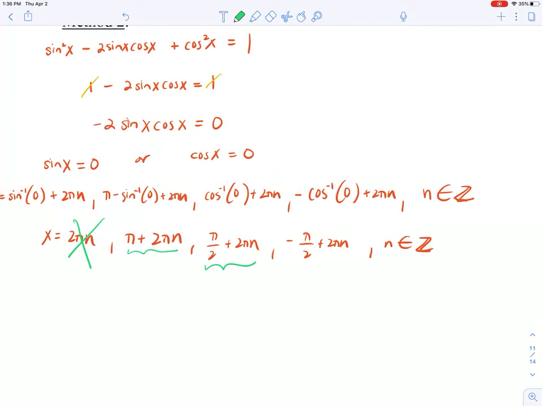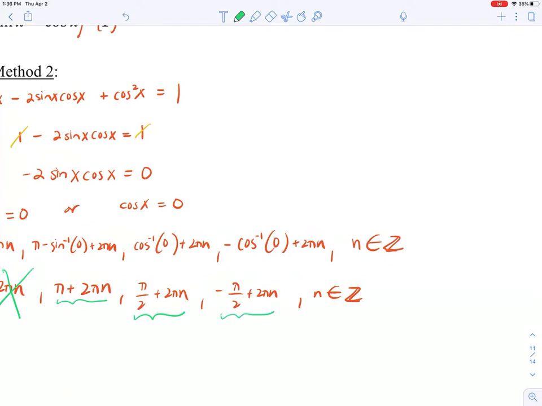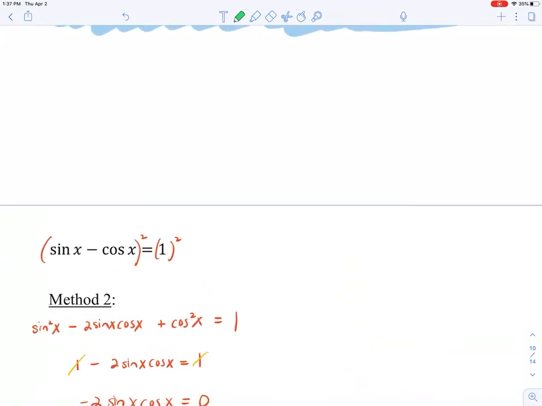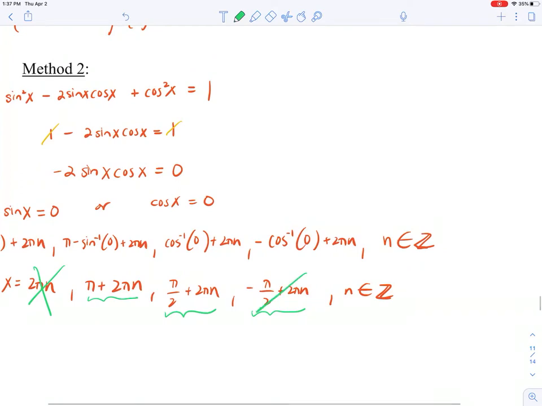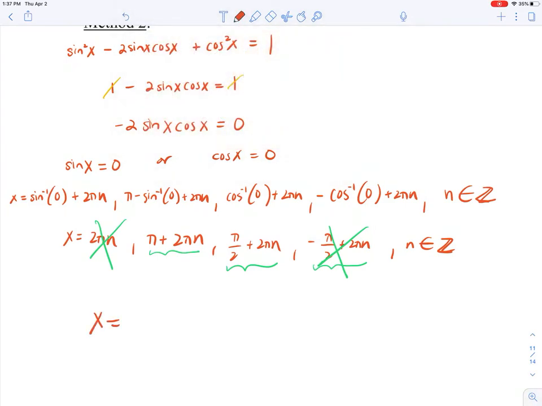If n is equal to 0 for pi over 2 plus 2 pi n, that would just be pi over 2. So we go back. Sine of pi over 2 is 1. Cosine of pi over 2 is 0. So 1 equals 1. That works. If n is equal to 0 in this last piece, that's negative pi over 2. Sine of negative pi over 2 would be -1, and cosine of negative pi over 2 would be 0. -1 does not equal 1. So negative pi over 2 plus 2 pi n is also an extraneous solution.